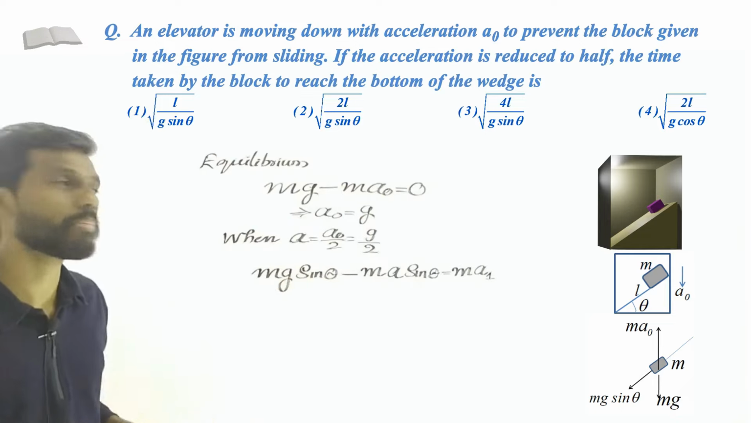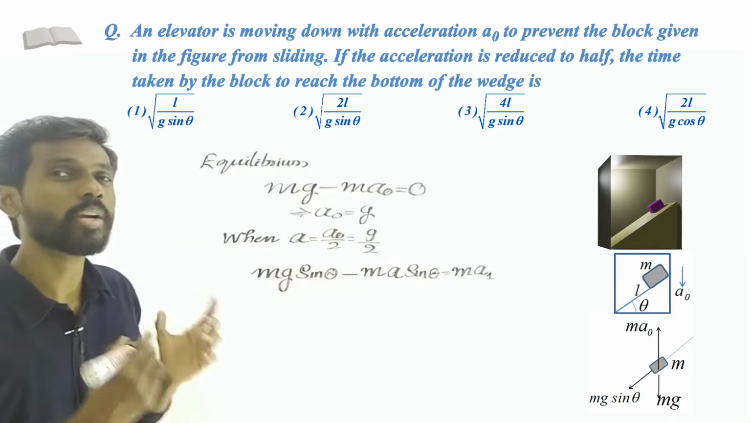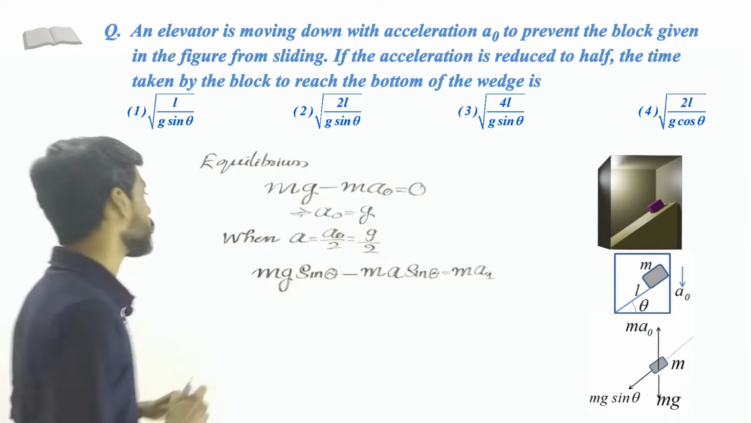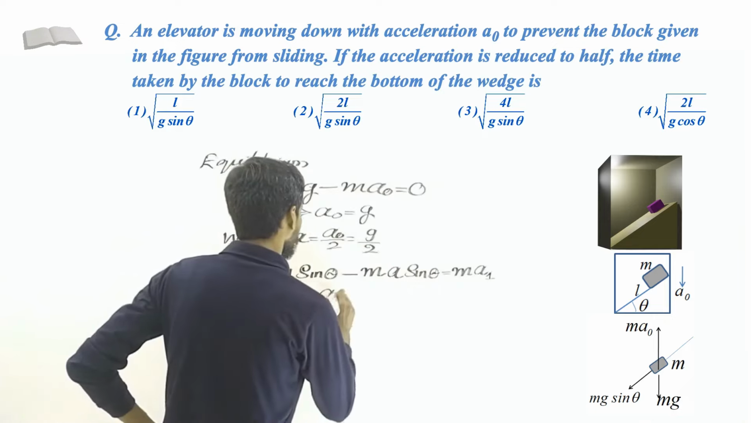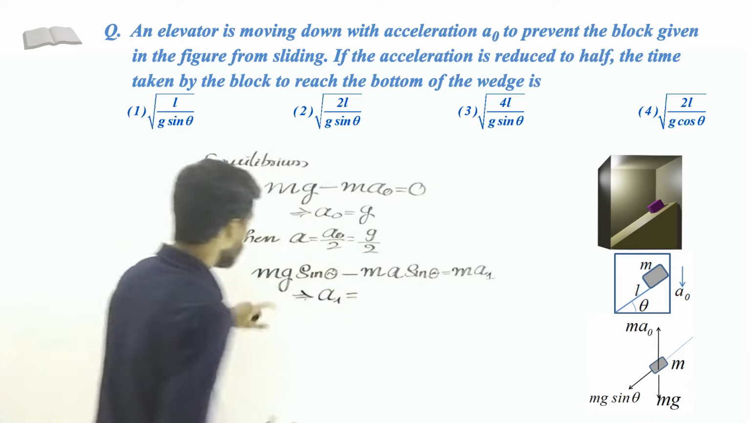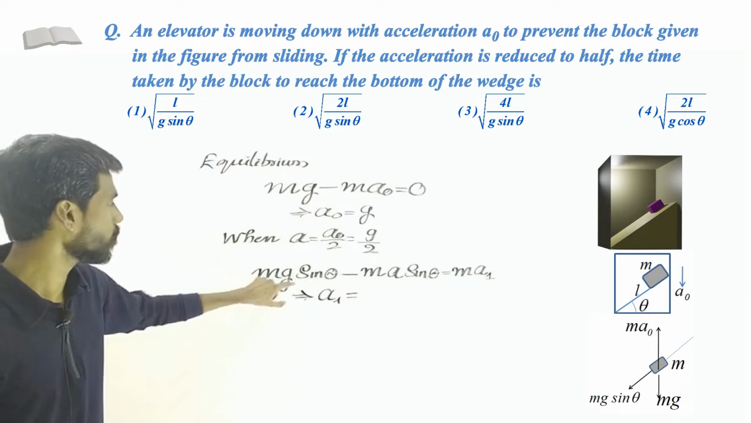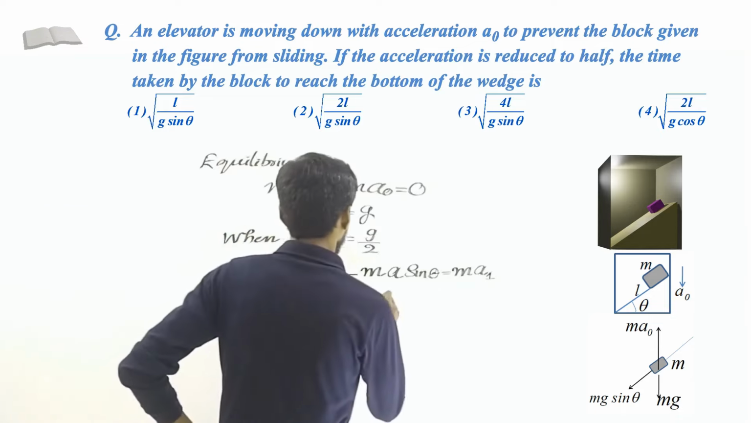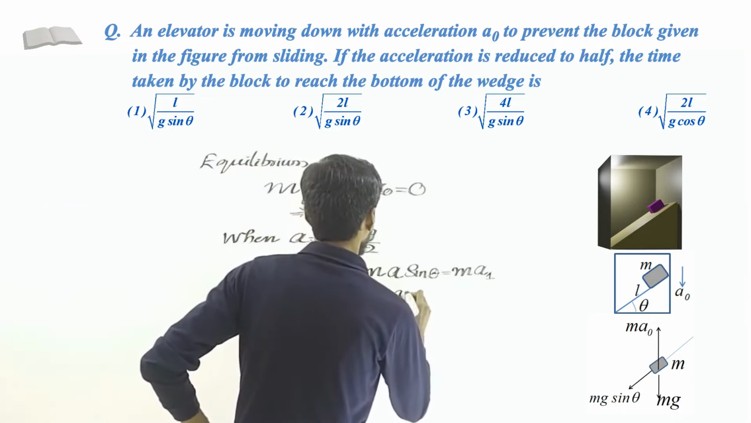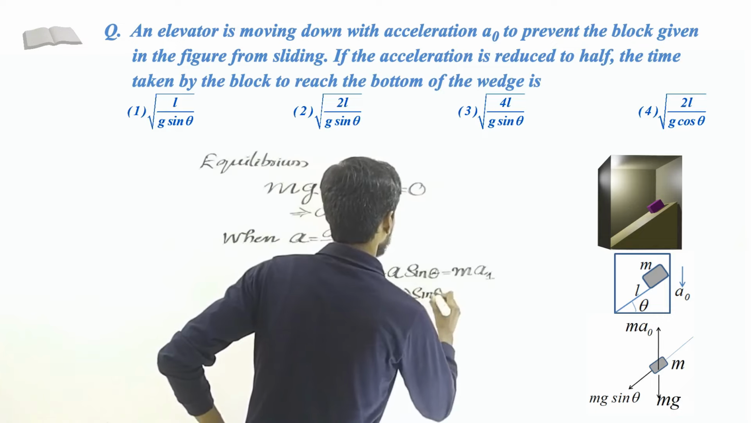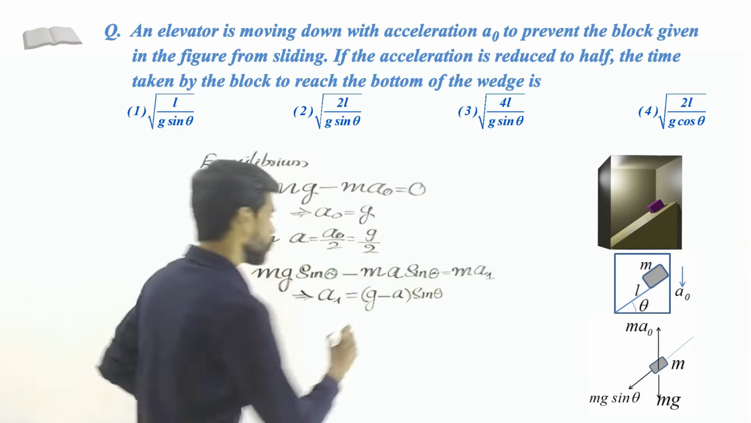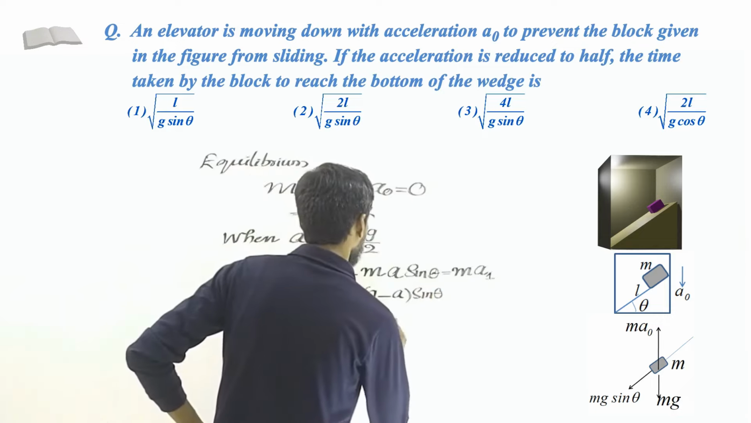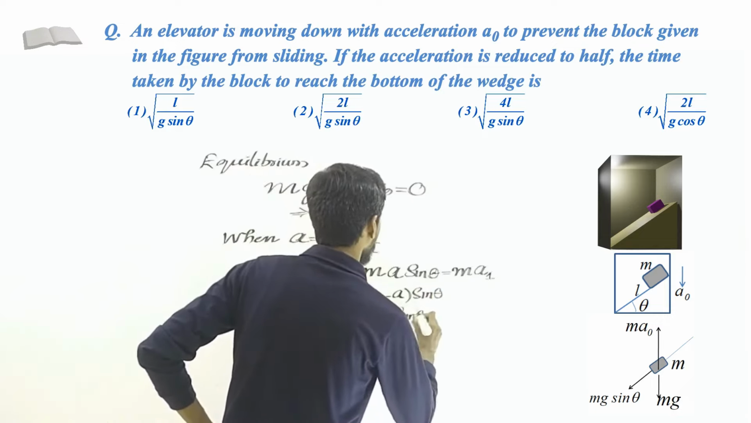Now we have to find the time taken. Because again the distance is known, we have to find the time taken using the same formula that we used in the last case. So what do you get here? This gives you the acceleration a1, so m can be divided out, so a1 equals g sine theta minus a sine theta. But a is already known. What is the value of a? g by 2. So that means g minus g by 2, so that is g by 2 sine theta. So we've got the acceleration.